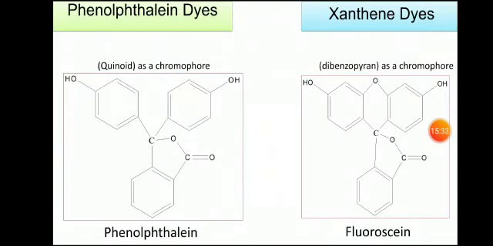Then phthalene dyes, like phenolphthalein, which we regularly use during titration. We know from the 11th standard that phenolphthalein is an acid-base titration indicator, which contains paraquinone as a chromophore. This is the structure of phthalene dyes. Similar to phthalene, there are xanthene dyes, which have a dibenzopyran chromophore. There is a slight change in the structure, and therefore the color also changes.